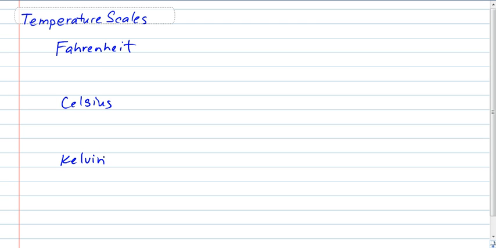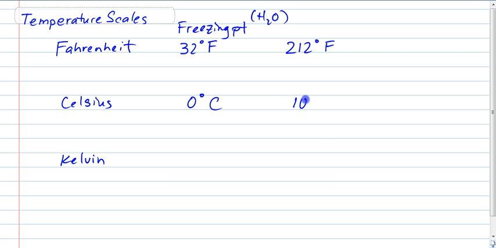Of course we know some things about these scales. For example, the freezing point in Fahrenheit is 32 and the boiling point of water is 212. For Celsius, the freezing point of water is 0 and the boiling point was set to be 100. And for Kelvin, the freezing point is approximately 273 and the boiling point is about 373.